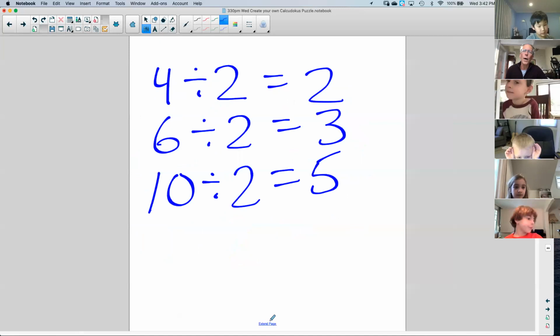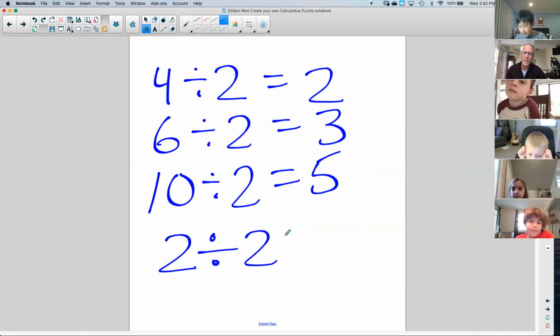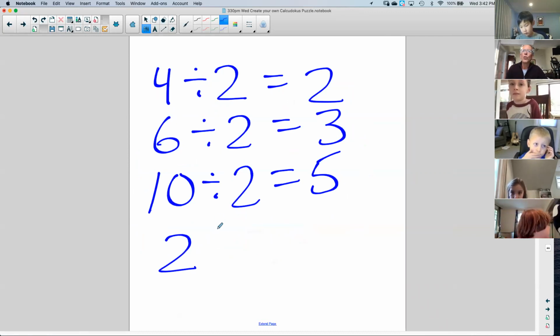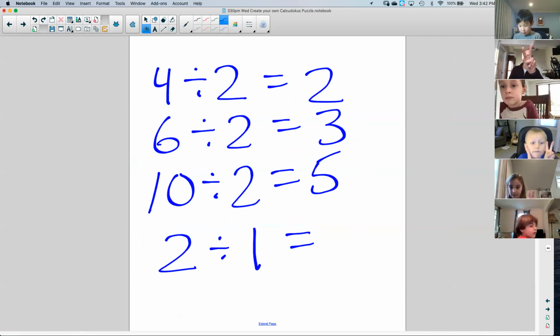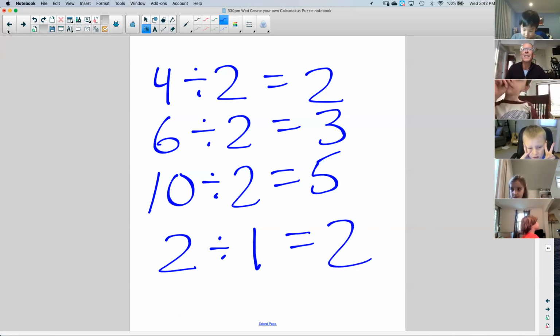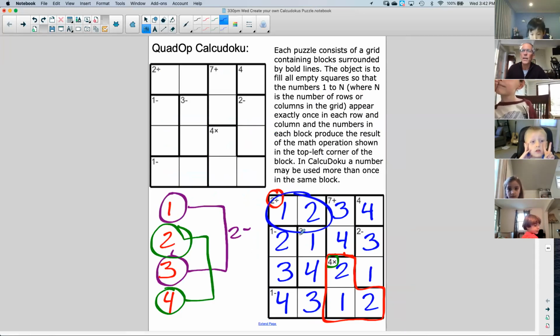Now, what about 2 divided by 2? Oh, sorry. My bad. 2 divided by 1. That means I have 2, and I want to divide it into 1 group. So 2 divided by 1 is 2. And guess what? That's exactly why we did 2 and 1.